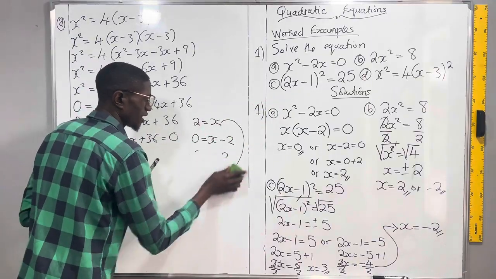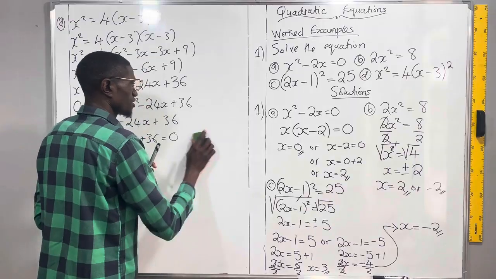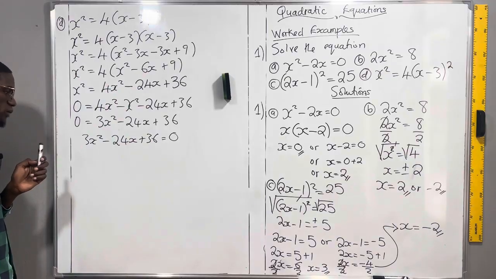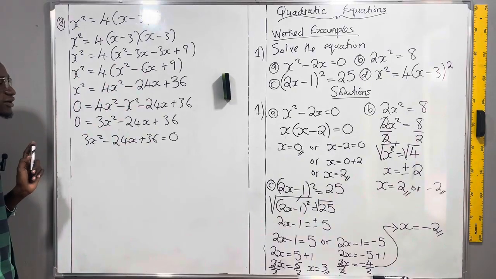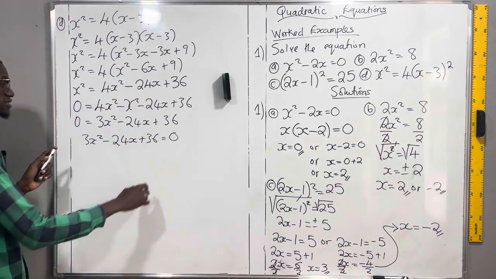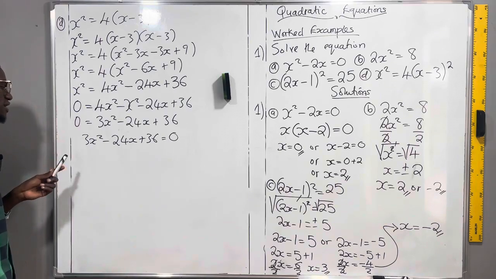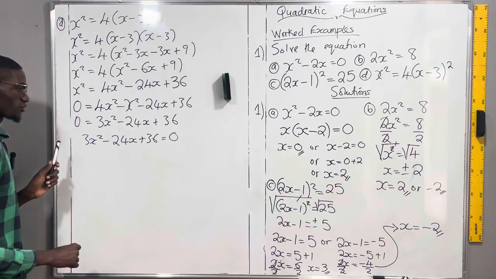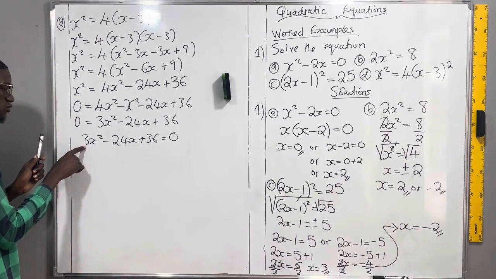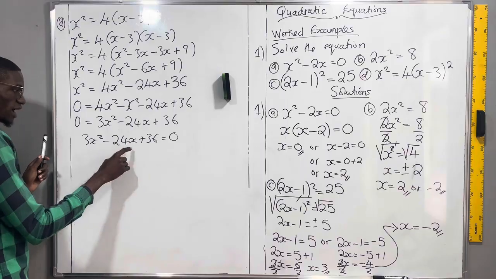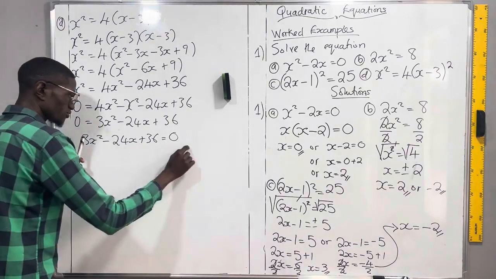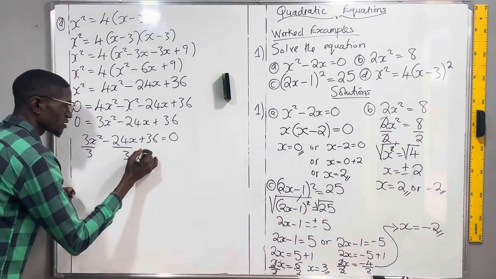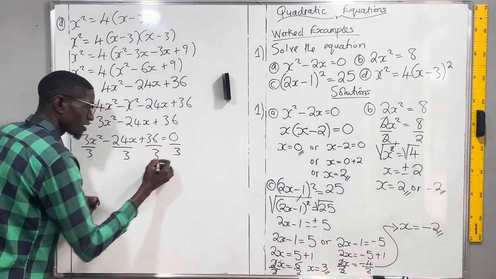So at this point we can see that this is now a quadratic equation, but it has a lot of big values. Whenever you're dealing with a quadratic equation that has big values such as this, usually there is going to be a common factor you can use to reduce all the terms. If you notice, 3 can go into 3, it can go into 24 and 36. So we're going to divide throughout by 3.